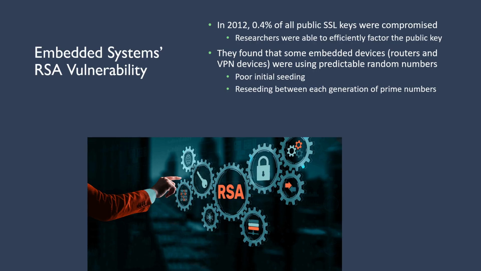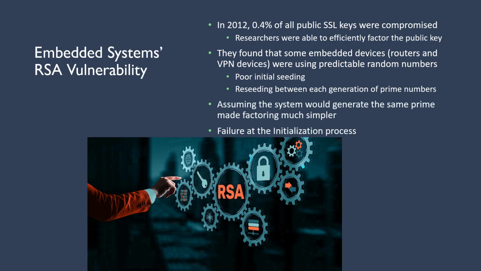However, it was being reset. The entire seeding of the system was being reset in between the generation of the P and the Q, and that meant that you were getting the same result, because it would initialize, get the initial result, reset, initialize in the exact same way, and produce the same exact prime number. And this is a problem, of course, because it became very, very easy to factor them. This is a very major failure at the initialization process of the embedded system, because it was just generating the same number essentially over and over again with no randomness.